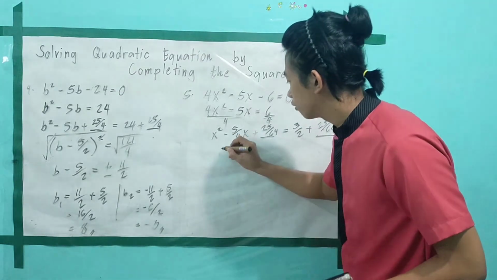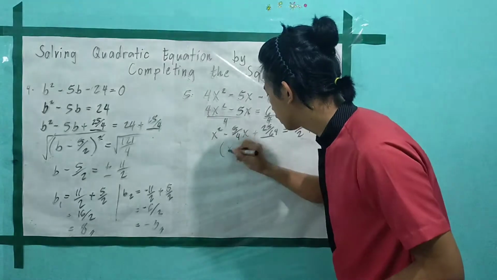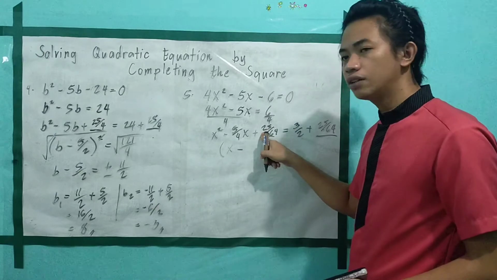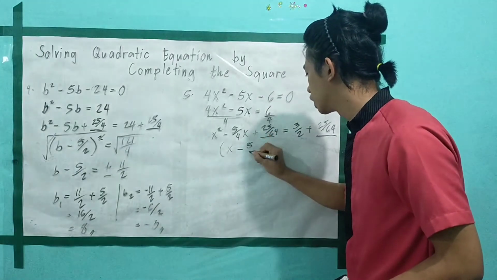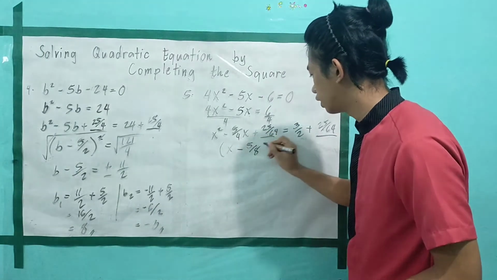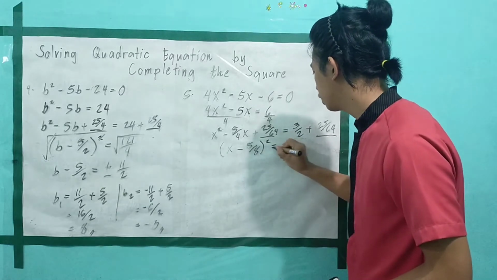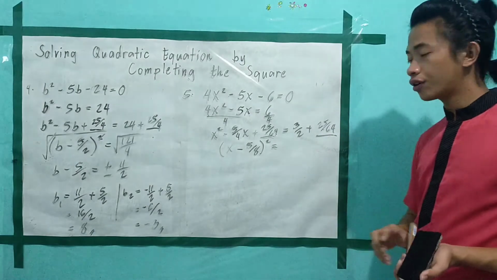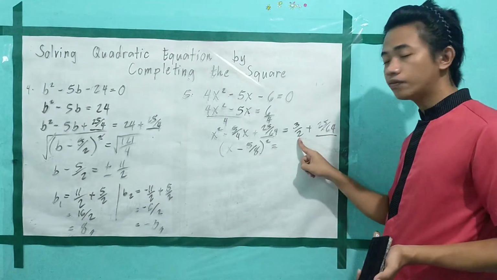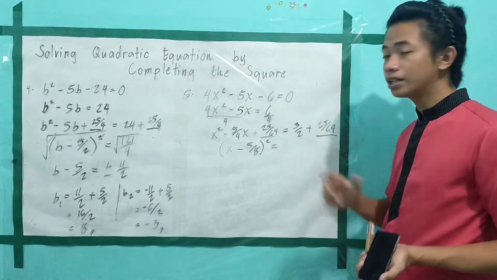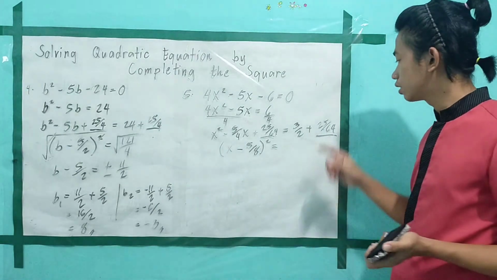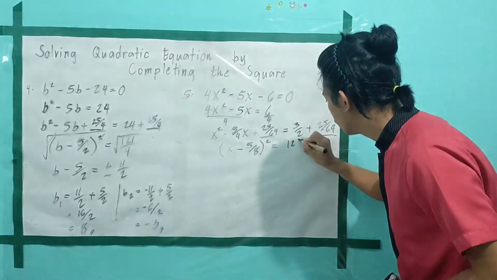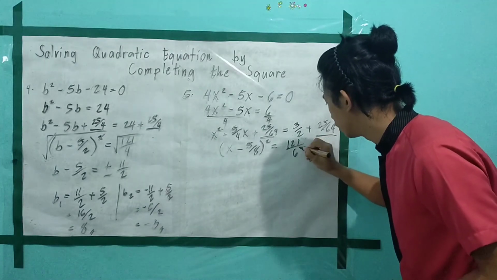So, next, i-factor out natin. So, we have x less, square root of 25, we have 5. Square root of 64, we have 8. Yan. Then, squared is equal to 3/2 plus 25 over 64. 64 divided by 2 is equal to 32. Multiply by 3, we have 96. Plus 25, we have 121 over 64.